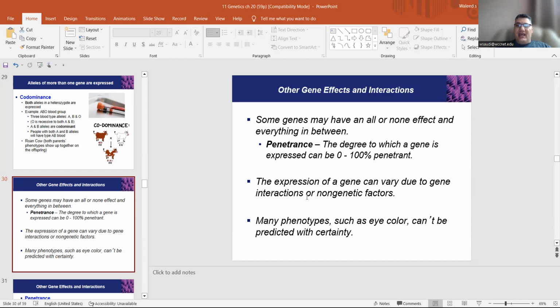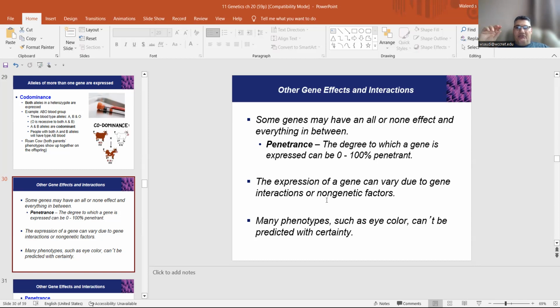Meaning that the genes can actually interact and they can represent themselves, or one of them can disappear, one of them can be 0 and the other one can be 100, because they penetrate from generation to generation. So the gene varies due to the gene interaction. And there can be also non-genetic factors. It's not completely genes, okay? I will give you guys examples of that. Like the environment can also play a role.